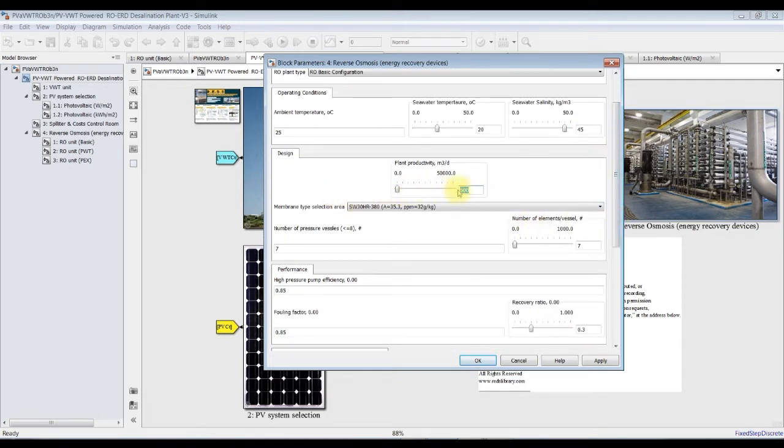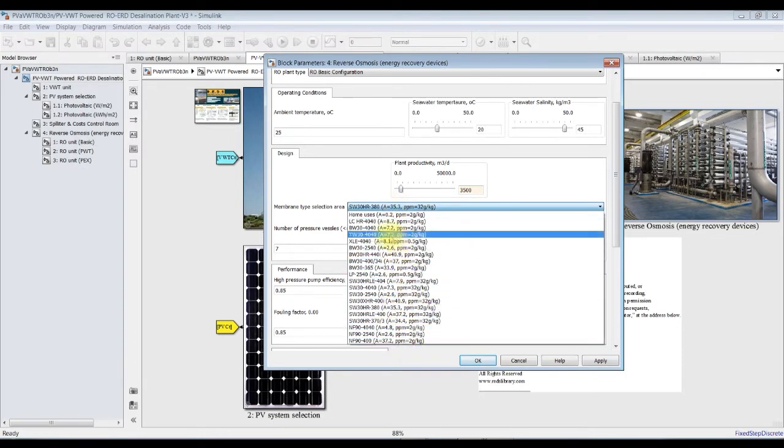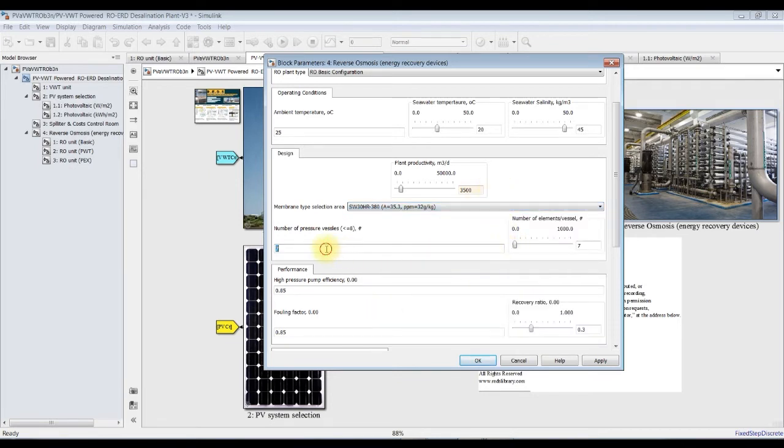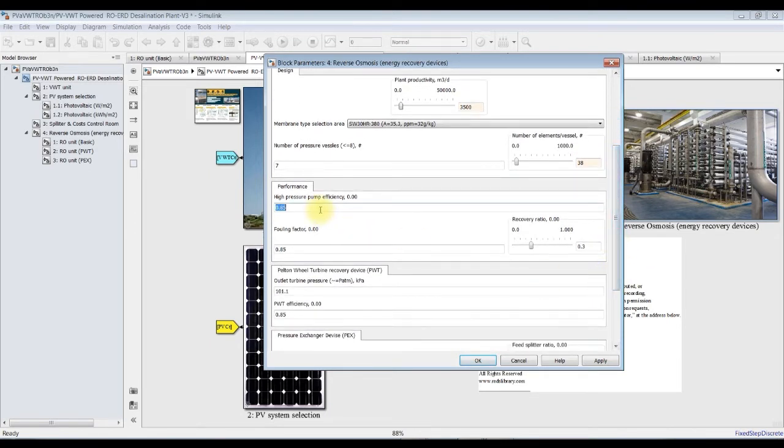Productivity, plant productivity, let's go for 3,500 meter cube per day. Okay, and then we are going to choose the membrane type. I'm going for seawater, high recovery ratio 380, and this is the module area. Okay, you can assign a number of pressure vessels and number of elements per vessel. Number of elements, I think for 3000 we are talking about 38 elements per vessel. There's some performance, high pressure pump efficiency, fouling factor, and recovery ratio.